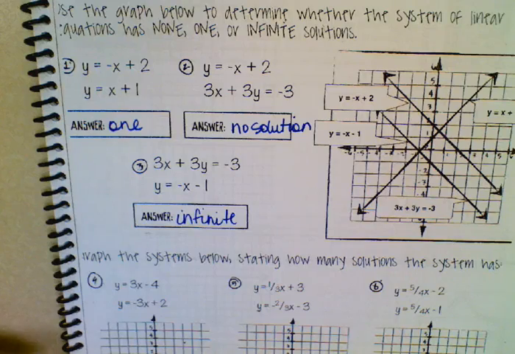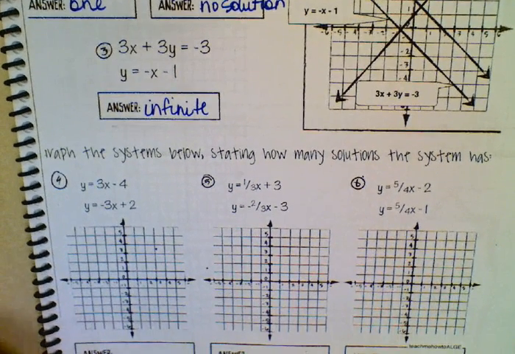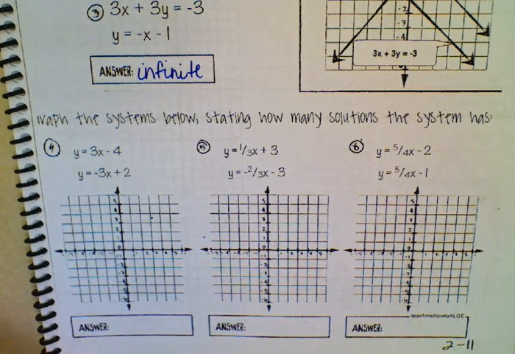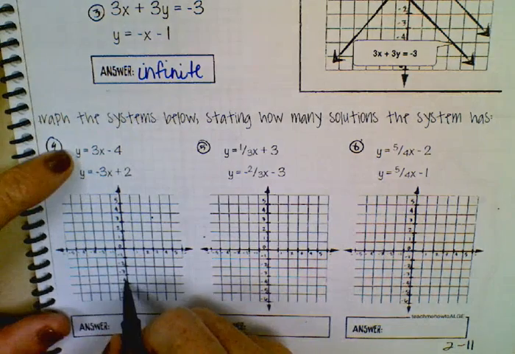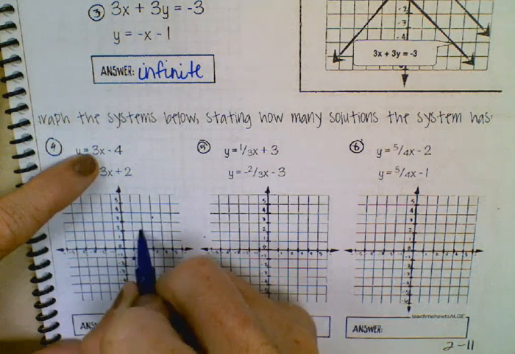Let's do a little bit more practice, like you do the 3 problems down below. And tell me again how many solutions they have. Do number 4, 5, and 6, and then come back and check your work. Okay, I'm going to graph these now. So y equals 3x minus 4. I'm going to begin at negative 4. Then my slope is 3, so I go up 3 over 1.